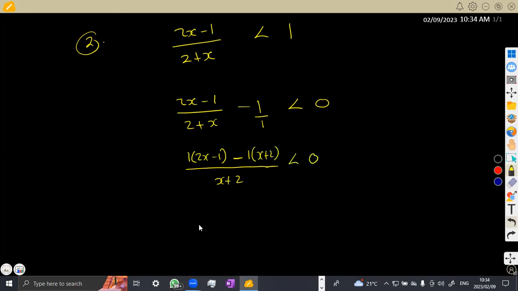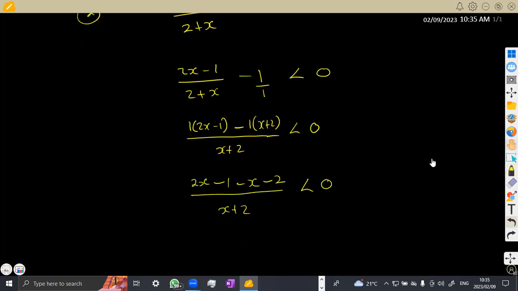Expand the brackets. That's 2x, which is positive 2x. Then 1 times negative 1, which is negative 1. Negative 1 times x, that's negative x. Negative 1 times 2, which is negative 2. Everything over x plus 2 less than 0, like this. All right, we move on.